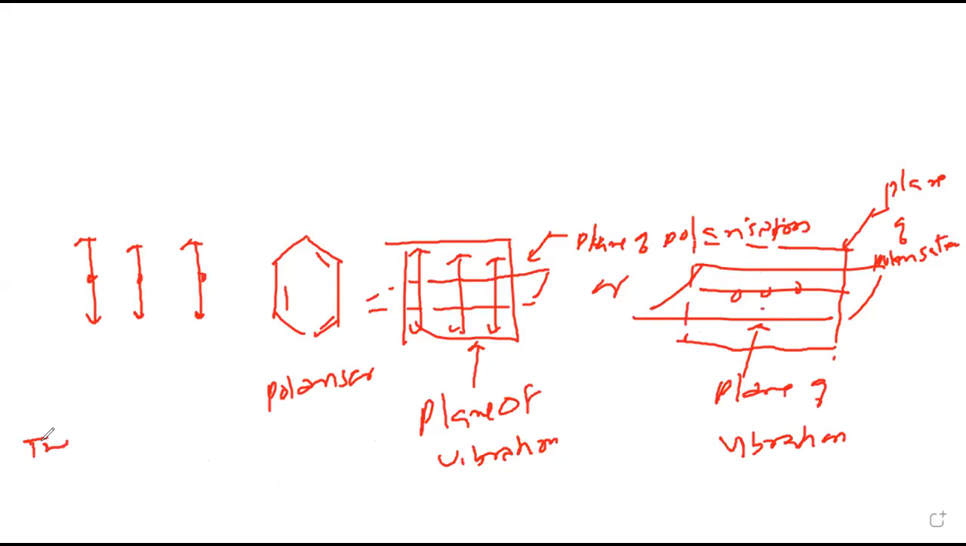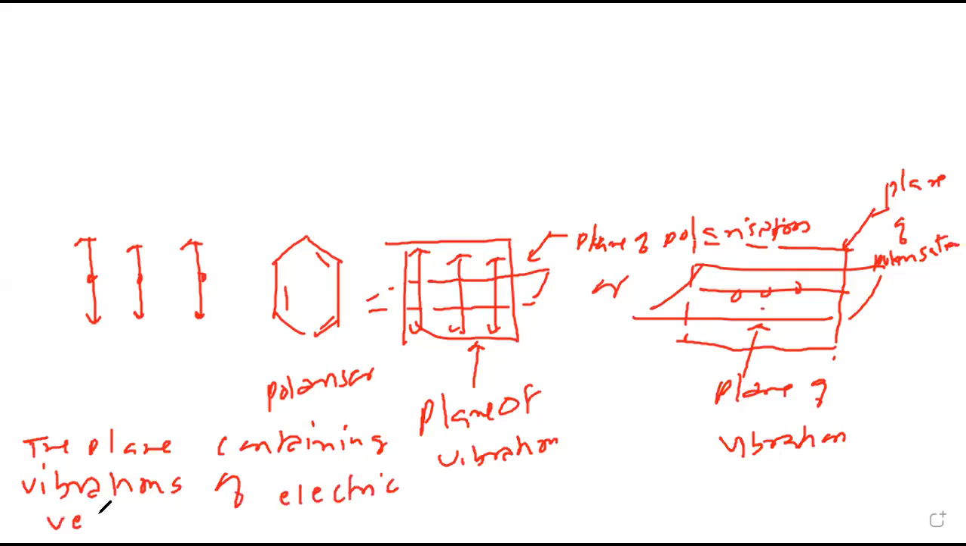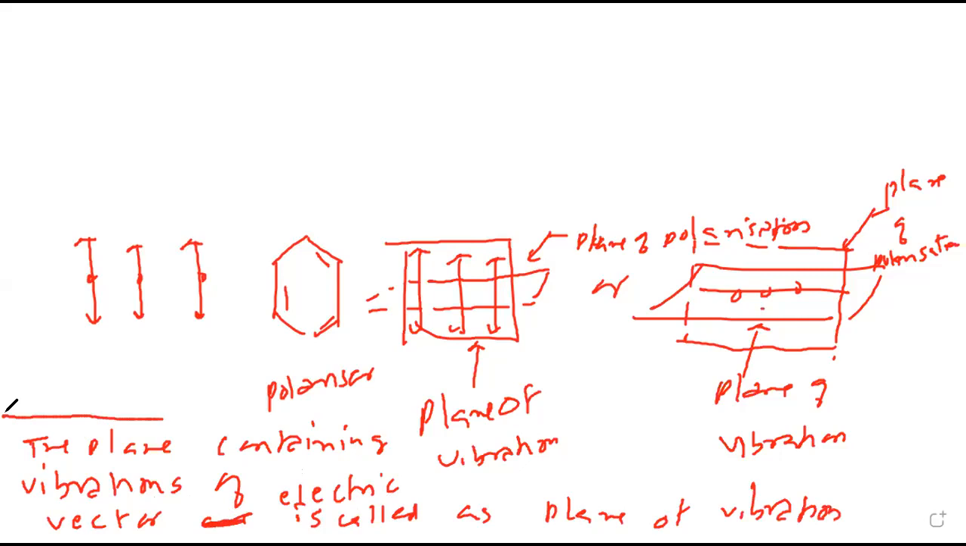So I can say the plane containing vibrations of electric vector is called the plane of vibration. Just draw this diagram and write this definition, then I'm explaining the next point.